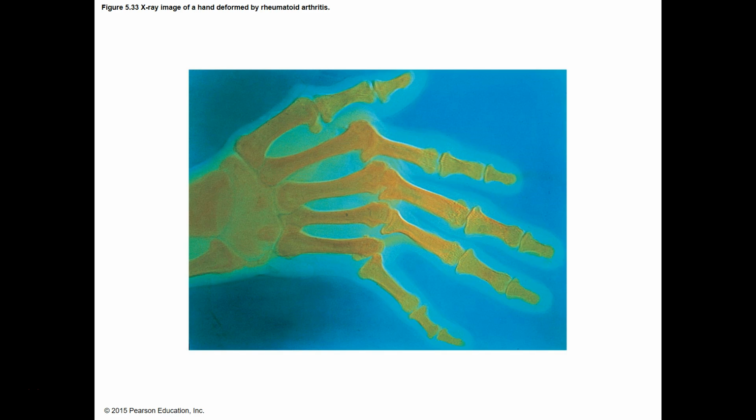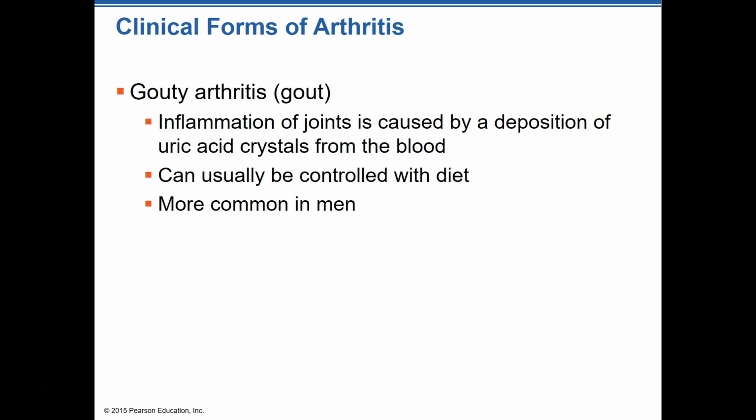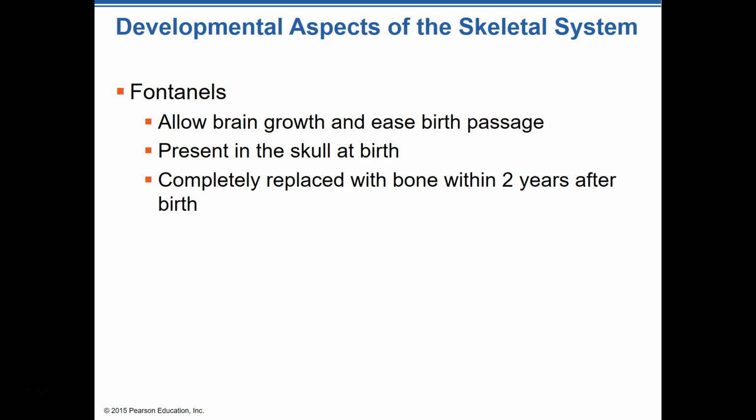Here's a picture of rheumatoid arthritis and the damage that it causes those joints. It's massive. There's another condition called gouty arthritis caused by deposits of uric acid. This is very treatable. Most of the time it's controlled with diet. It's more common in men. Also, if it's not controlled with diet, it's pretty easily controlled with medication that'll help that.